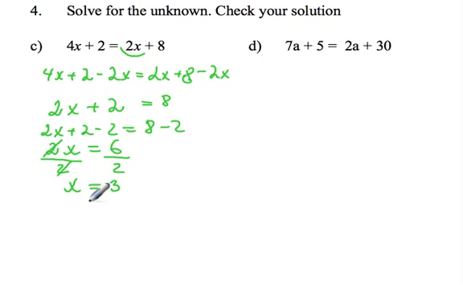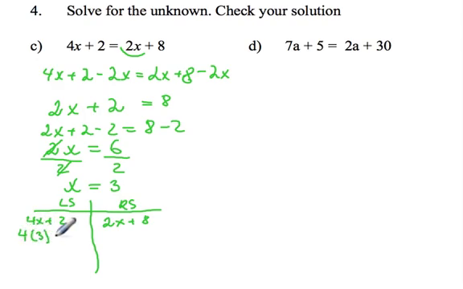And we have to check our solution. So on the left side, we have 4x plus 2. On the right side, we have 2x plus 8. We are going to substitute the solution. So 4 times 3 plus 2. 4 times 3 is 12 plus 2, so that equals 14. So on the left side, we get 14.